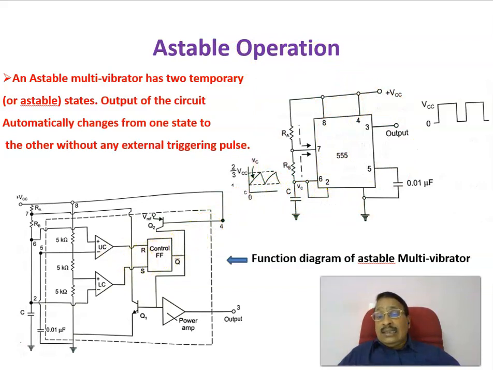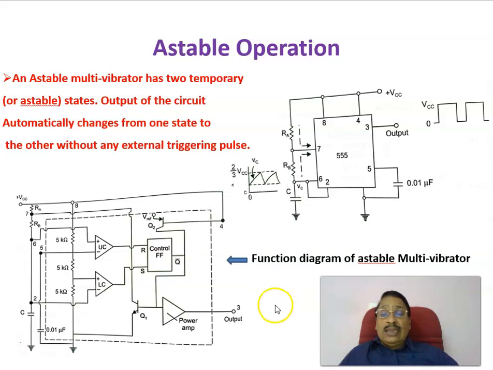And here, the internal diagram is also shown, with the upper comparator and lower comparator. Internally there are resistances, as I already explained. There is a flip-flop, two transistors, and the output. There is a buffer, so an inverter is there. This is the output, a power amplifier inverter. Here you are getting the output at pin number 3. And as per this, you are connecting the resistances RA, RB, and C.